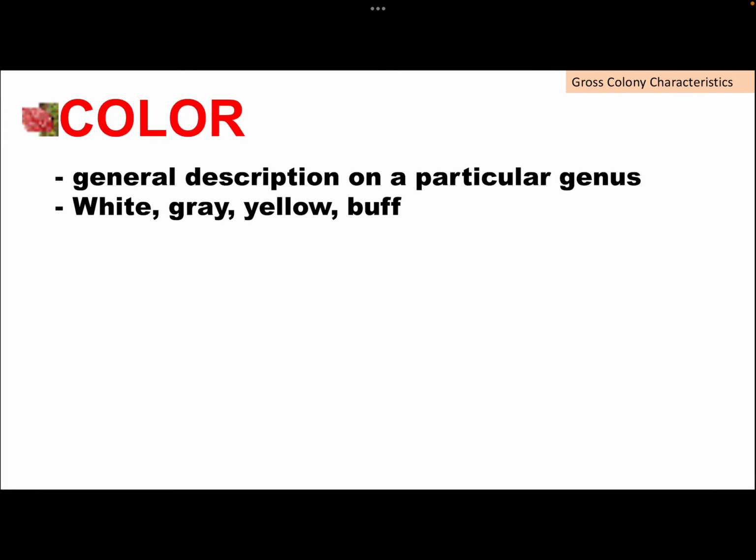Aside from that, you also have the color, the general description of the microorganism. Again, it can be white, gray, yellow, or buff. And I have told you earlier, in the sample problem, that gram-negative microorganisms are usually colored gray on a blood agar plate, and they are usually large and mucoid. Staphylococcus aureus can be creamy and buttery looking, white and yellowish.